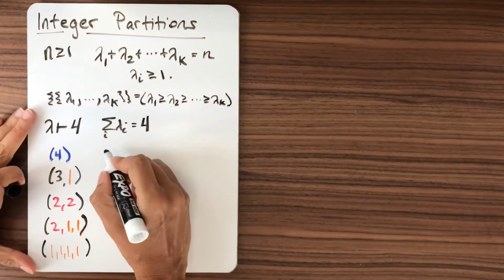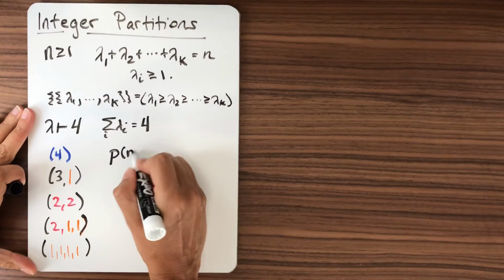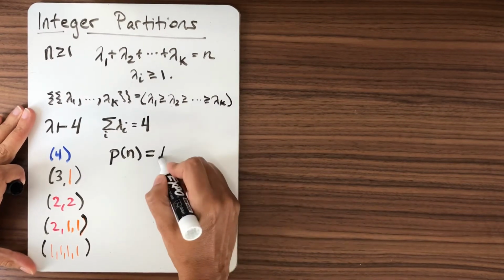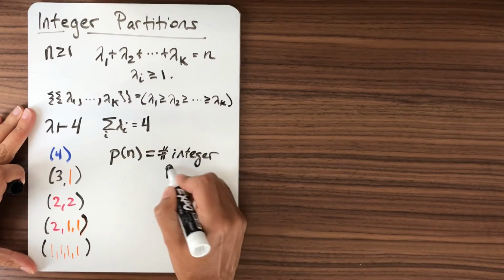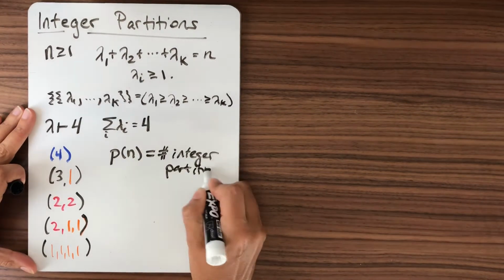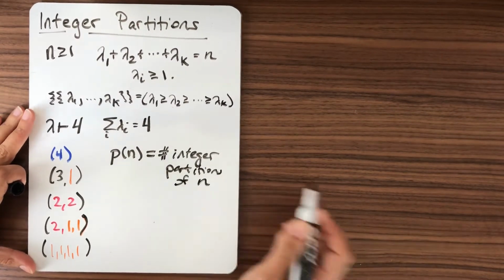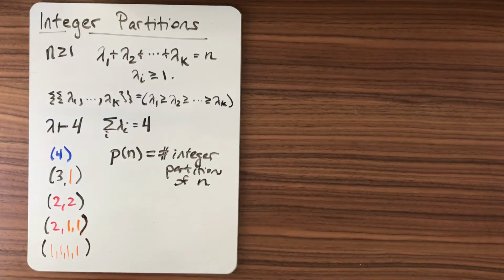So we're going to let that be denoted by p of n. This is going to be the number of integer partitions of n, which is the number of these sequences that add up to n. So again, there's no closed formula for it, but we want to be able to count it. We want to be able to come up with some way to compute these numbers.